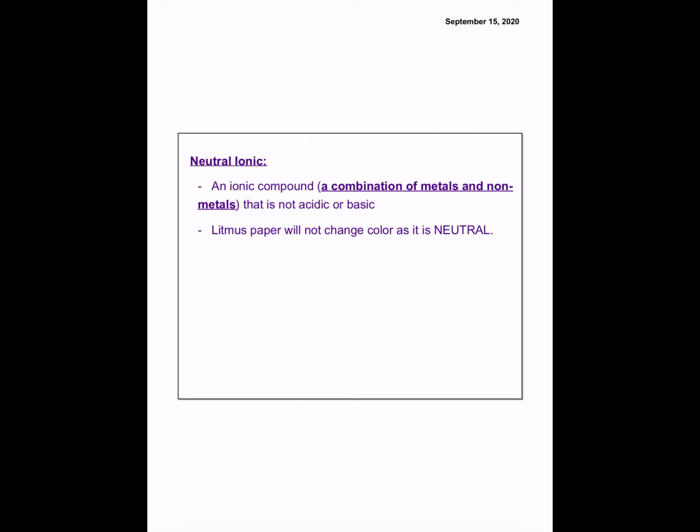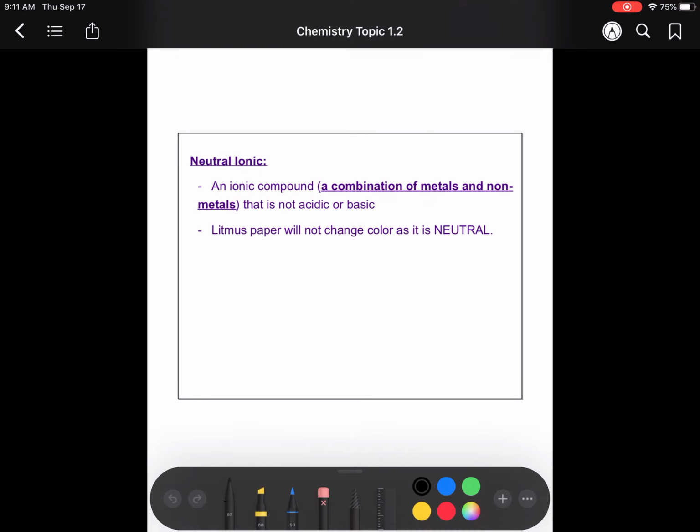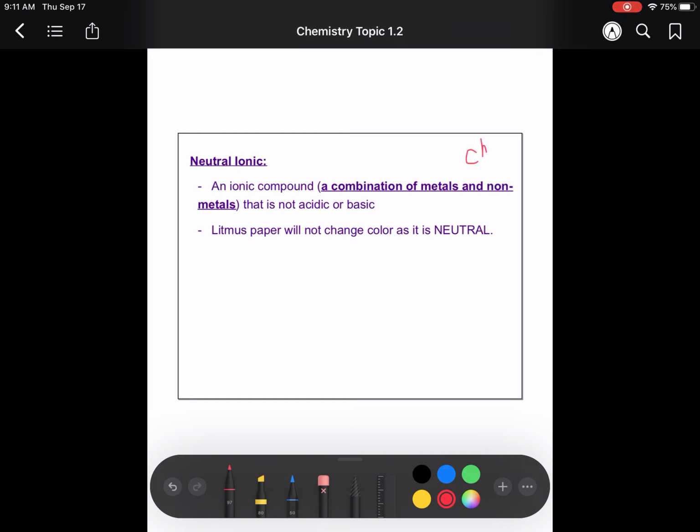So a neutral ionic, you guys remember that ionic means it's a metal and a non-metal going together. And that's normally things that have charges. Just gonna write that on here. So these things have charges, but they're not acidic or basic. So if we were to test them with a litmus paper, it'll not change color and it'll be neutral. I don't know if you guys remember what a litmus paper is, but it's those blue and red paper that we test different acids and bases with. So this neutral ionic would not change the color.